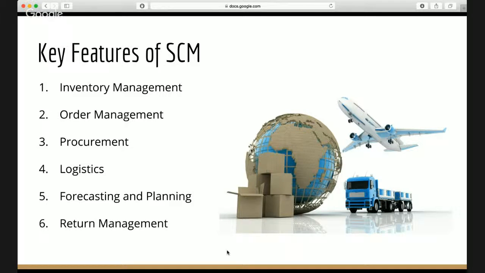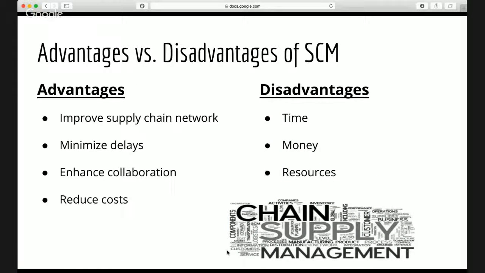And then finally, some of the advantages and disadvantages of supply chain management. Some advantages are that it improves the supply chain network dramatically. It gives it more ease and flow, and allows products to move through that a lot more efficiently, and minimizes delays and enhances collaboration between business owners, suppliers, retailers, as well as employees and planners. It gives everybody great collaborative freedom as well as efficiency, and it also reduces costs. It reduces unwanted costs through planning and just brainstorming and trial and error, essentially.